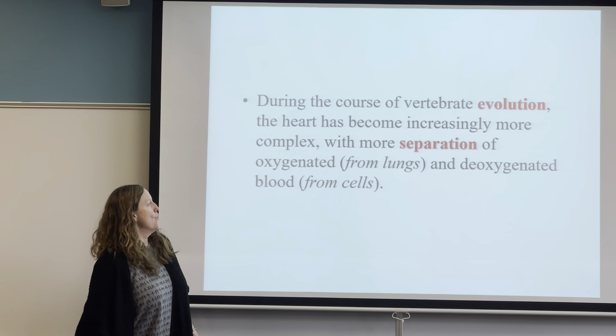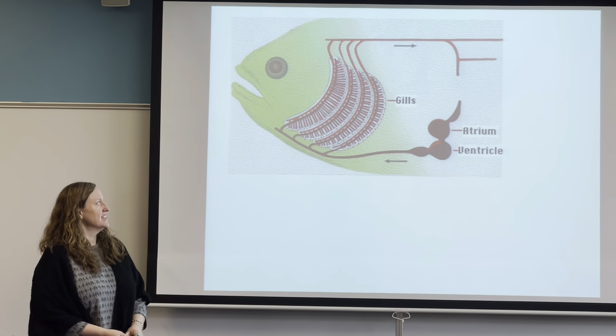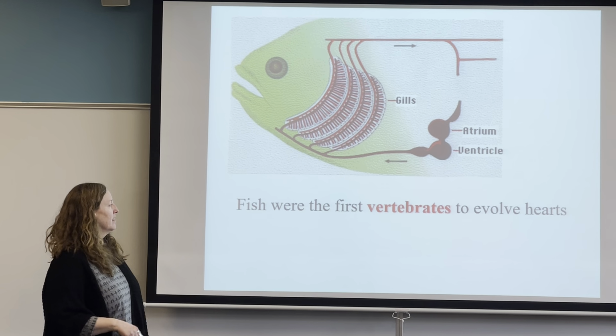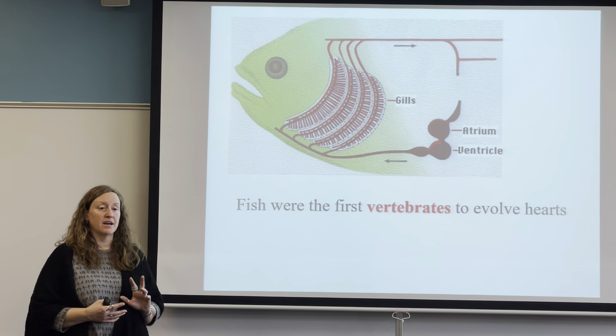All right, so we're going to look at the fish. This is the system of the fish. Fish were the first vertebrates that had mutations that evolved a heart.